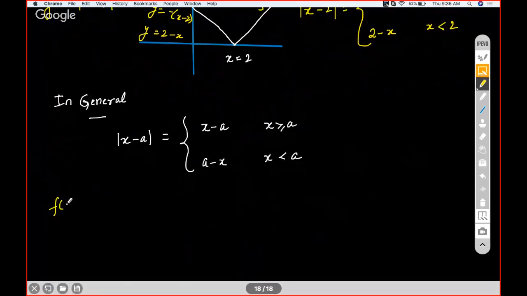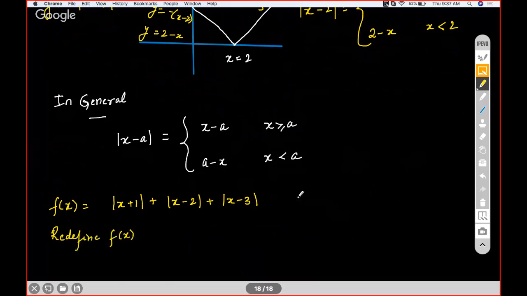So I'll give you a quick question over here. There's a function f of x which is made up of these three functions: the addition of mod x plus 1, mod x minus 2, mod x minus 3. The question is: redefine f of x.